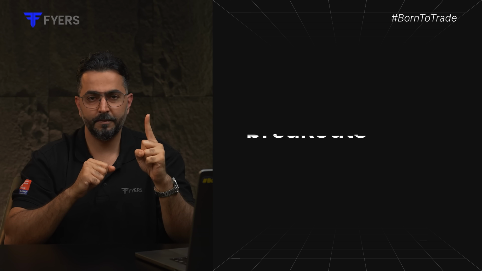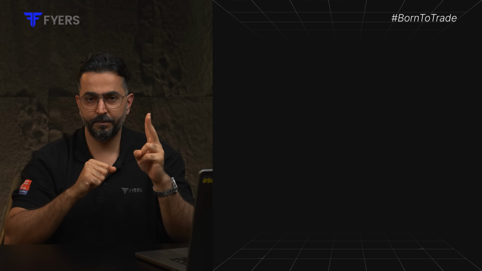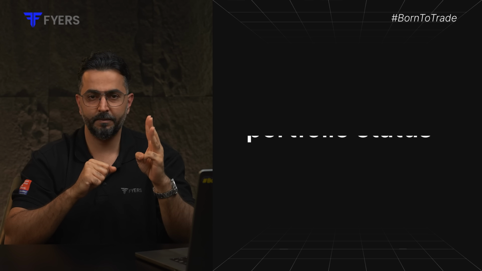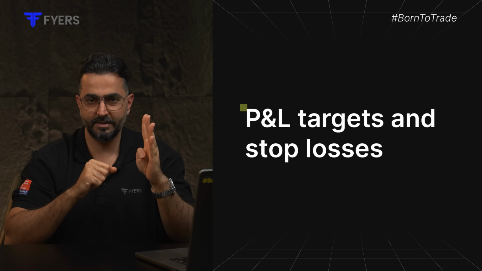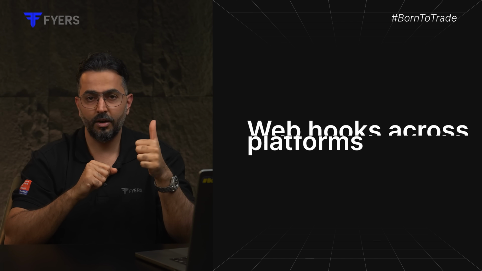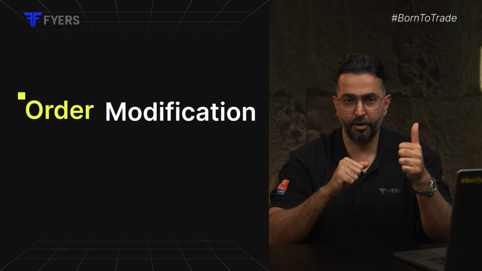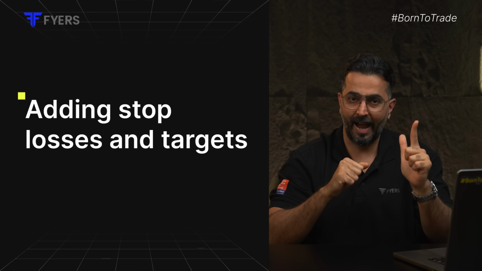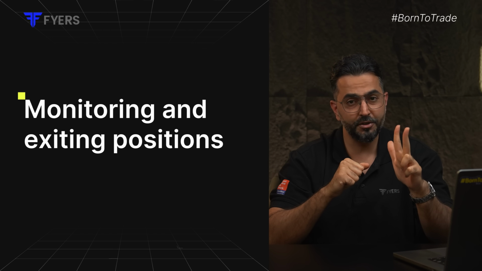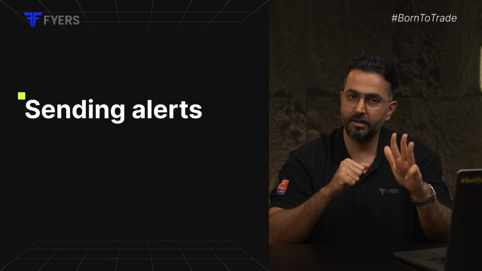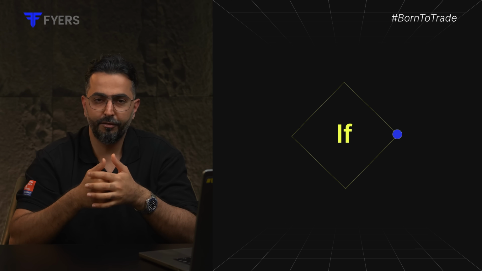The triggers can be price and range breakouts, time-based rules and schedules, orders and portfolio status, P&L targets and stop losses, technical indicators, webhooks across all platforms, and many more. Actions can be order placement, modification and cancellation, adding stop losses and targets, monitoring and exiting positions, sending alerts, and stopping the automation altogether. Conditions are nothing but operators like and, or, if, any.